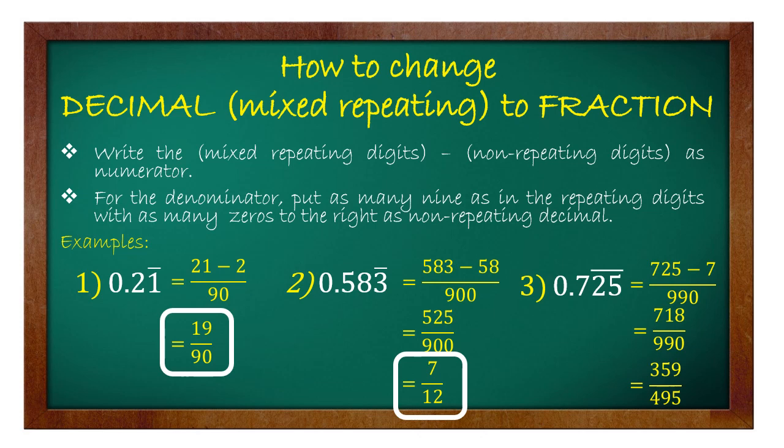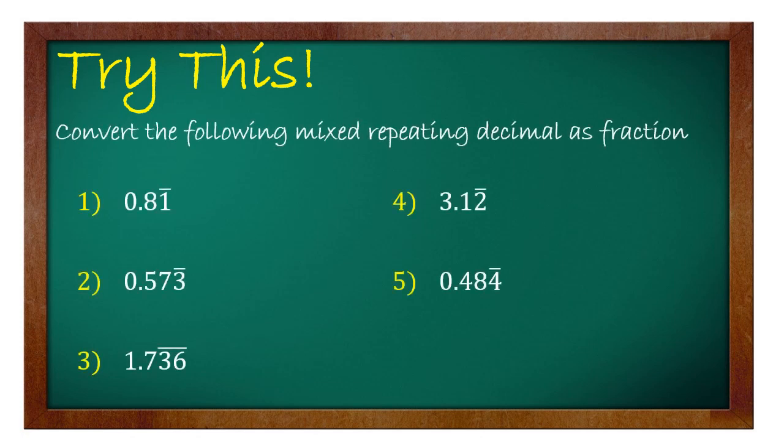So, pagka changing mixed repeating decimal to fraction, sa numerator natin, ilagay yung mixed repeating digit minus the non-repeating digit. Then, sa denominator natin, kung ilan yung repeating digit, yun yung bilang ng 9. Kung ilan yung non-repeating, yun yung bilang ng 0. Okay? And then, simplify mo na lang siya by getting the lowest term. Okay? So, I want you to try this. Convert the following mixed repeating decimal as a fraction. Paki-post yung video na to. Then, pag may sagot ka na, pwede mo na ulit i-continue para makita mo kung tama yung sagot mo at naintindihan mo yung procedure in changing decimal to fraction.